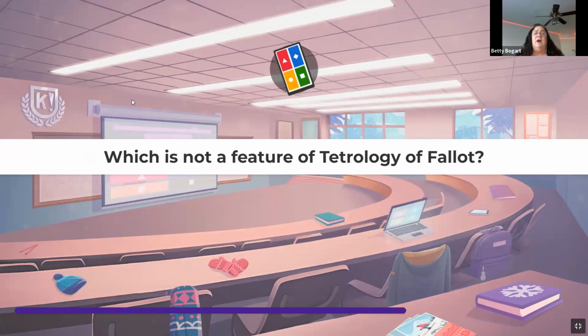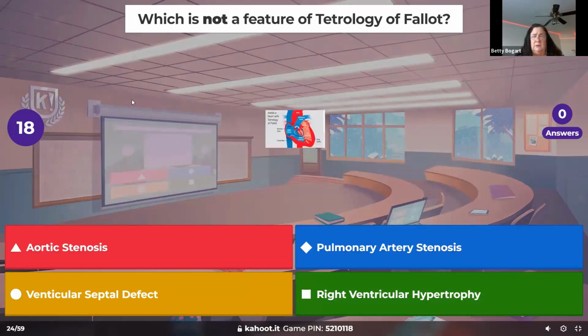What is not a feature of tetralogy of Fallot? Now, tetralogy is all right-sided stuff.